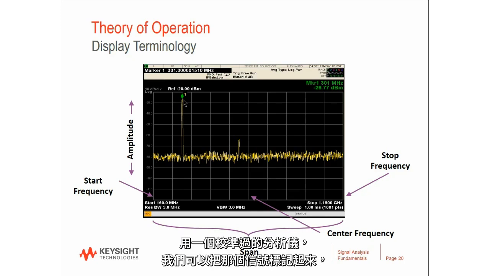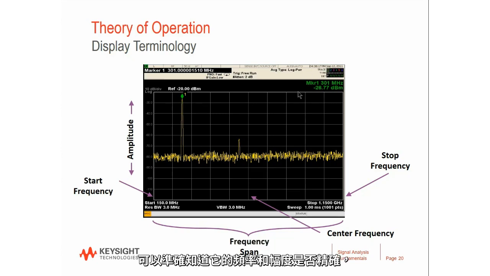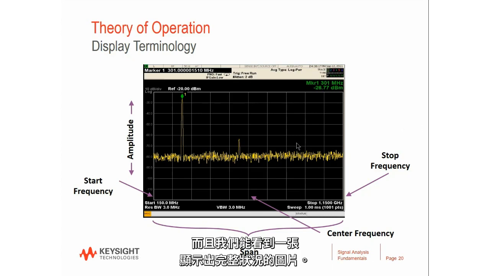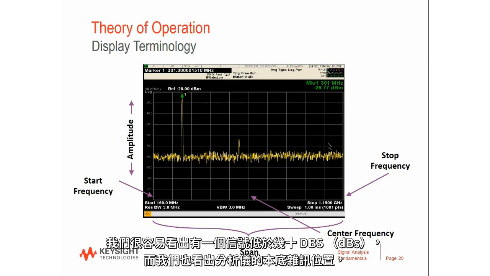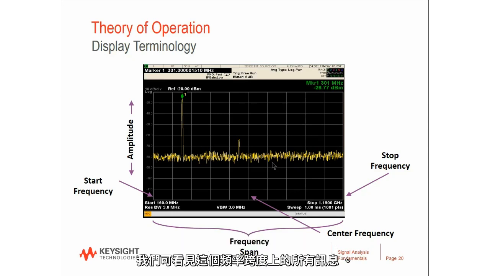With a calibrated analyzer, we can put a marker on that signal. We can tell exactly what its frequency and amplitude are with very good precision. And we're looking at a picture that shows us the whole story. We can easily see that there's a signal that's tens of dBs lower, and we can tell where the noise floor of the analyzer is. We can see everything there is to know about this frequency span.